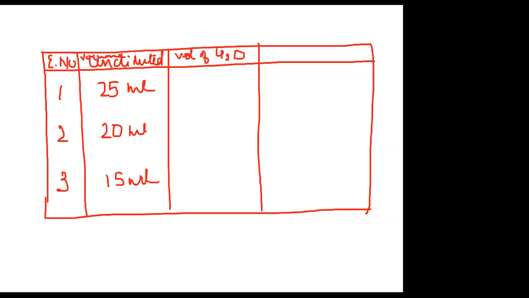Please write it in full words. I'm just writing it in short. This is going to be 0 ml. This is going to be 5 ml. And this is going to be 10 ml. So that in each case, the solution will become equal to 25 ml.